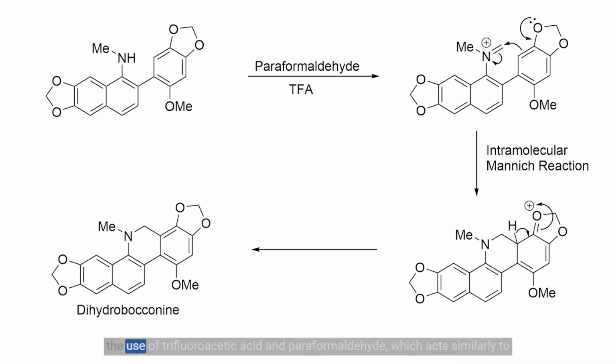The first reaction is the use of trifluoroacetic acid and paraformaldehyde, which acts similarly to formaldehyde, to turn the amine into an aminium. The lone pair on the ether will then shift electron density towards the aminium to turn it back into an amine. This ring-forming step is finished after this hydrogen is kicked off of this carbon, which is bonded to the nitrogen. This shifts electron density back, allowing the carbonyl to regenerate back into an ether. The final product of this reaction is dihydrobocconine, which is the target of this synthesis.